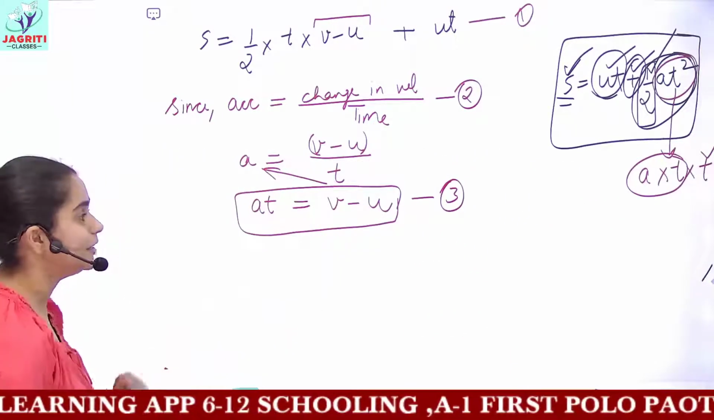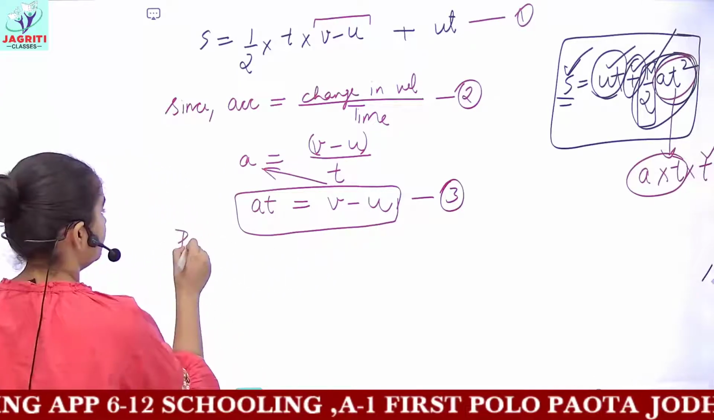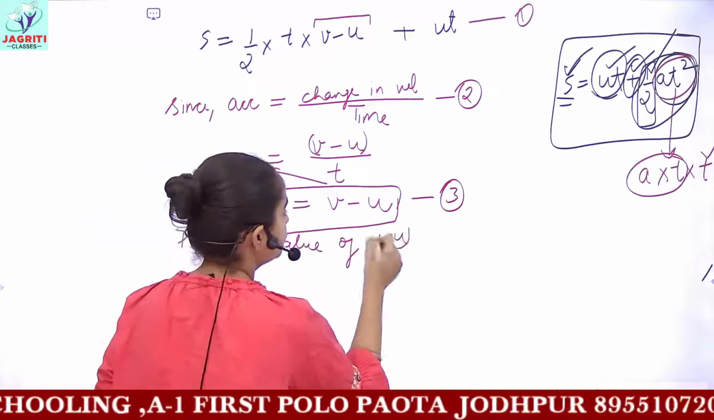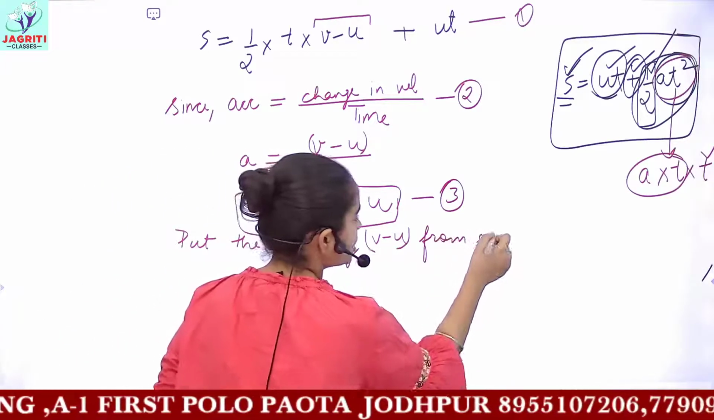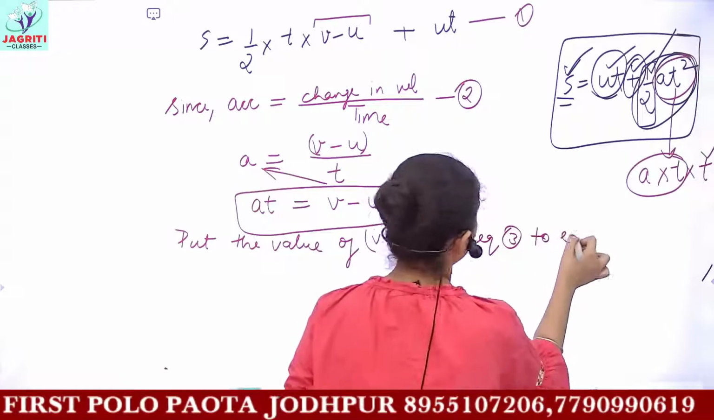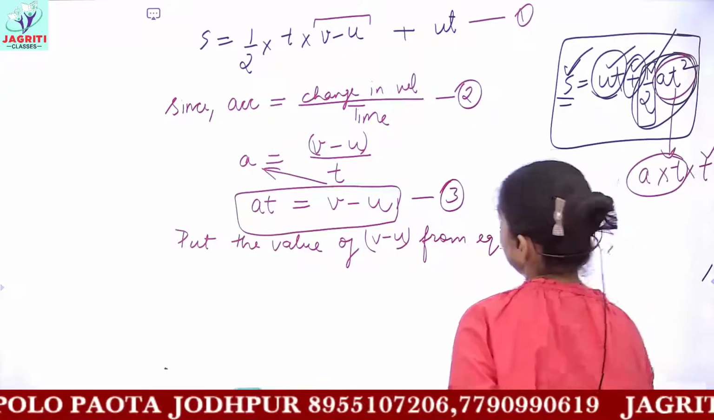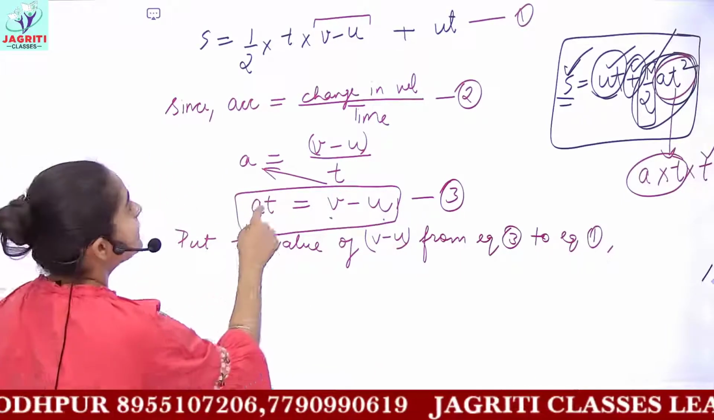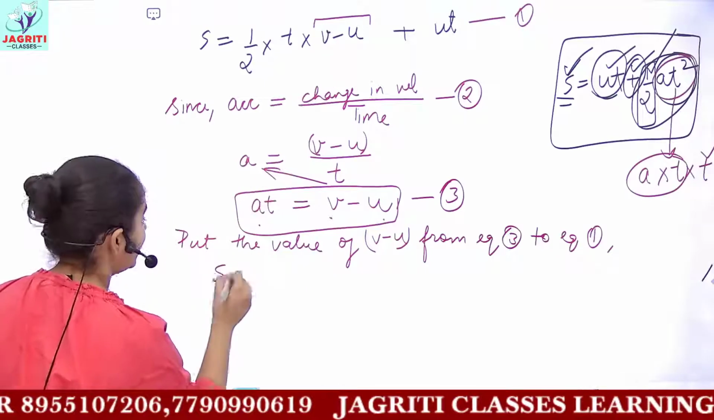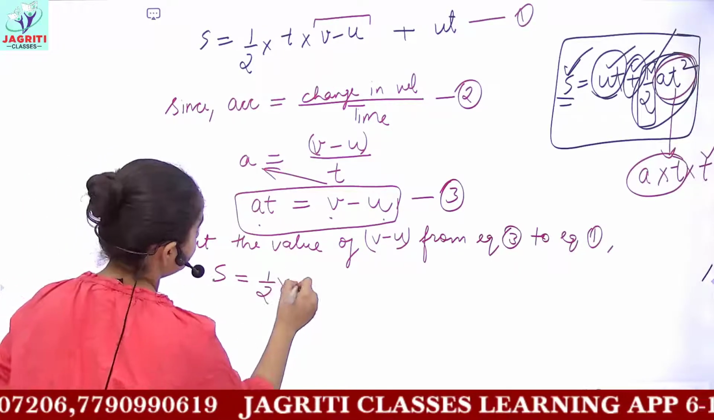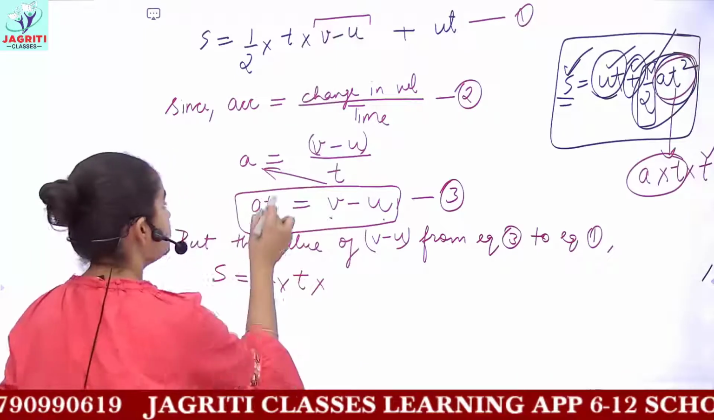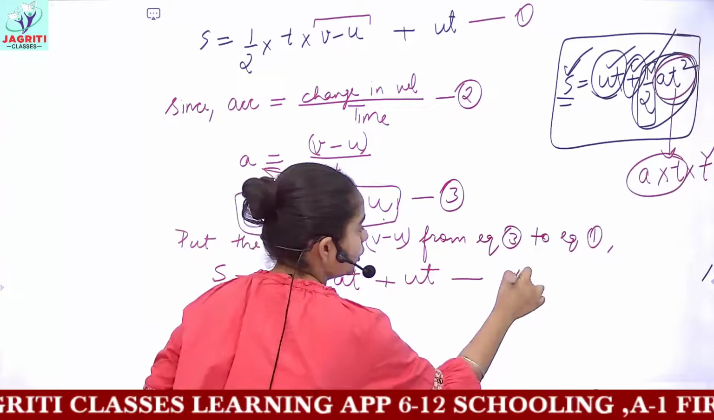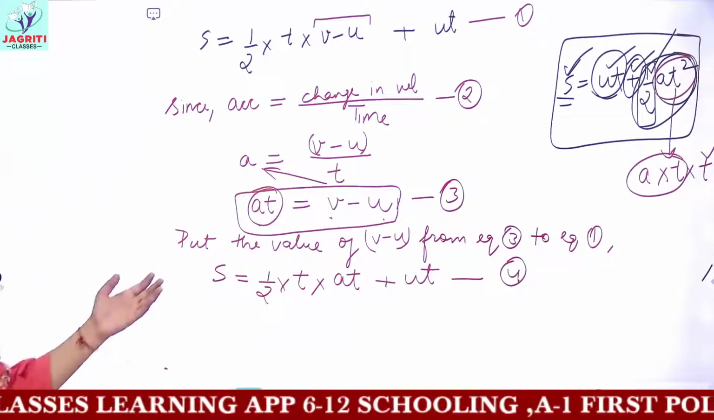So this is my third equation. Now I am putting the value of v minus u from equation 3 into equation 1. If I write at in place of v minus u, then I would get s equals half into t into, in place of v minus u, I am writing at, plus ut. So this would give me my fourth equation, and now you can rearrange.